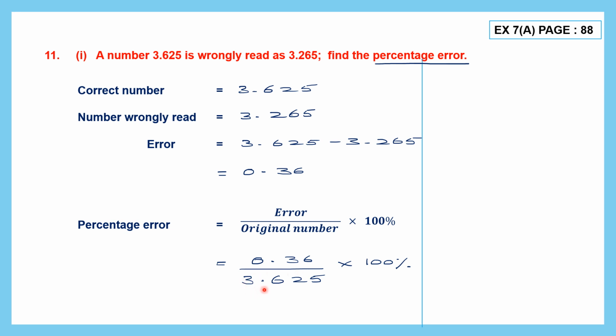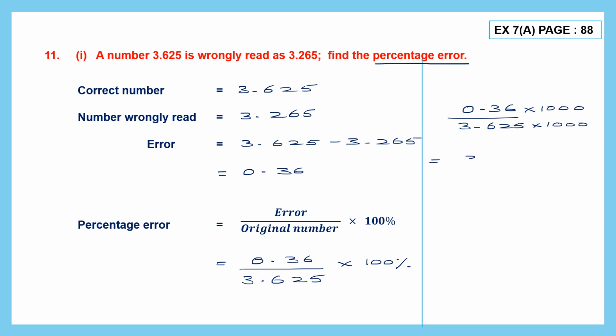So here we need to remove the point. So let me work that out here for you. So 0.36 divided by 3.625. We're going to make the denominator a whole number. So we have to remove the point by moving it 3 places to the right. So we multiply it by 1000. So multiply this also by 1000.